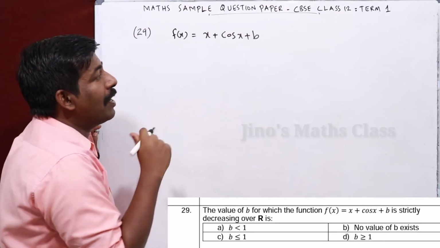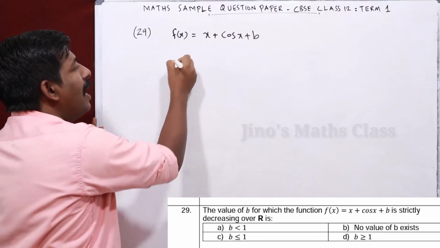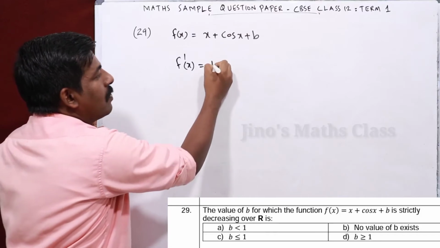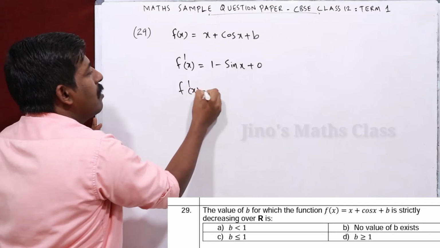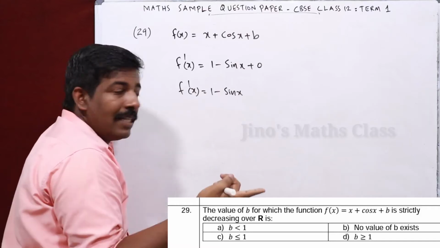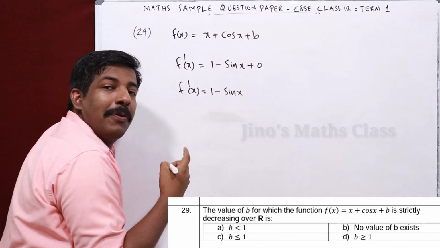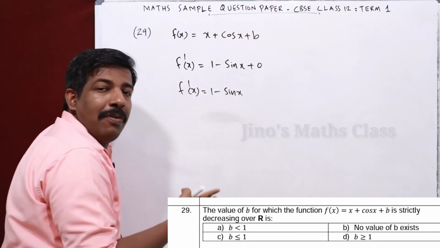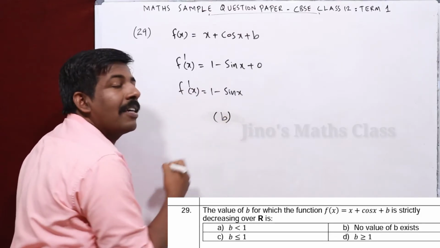29th question. Here we have to find the value of b at which f of x is strictly decreasing. So for that we can find the value of f dash x first. That means derivative of x plus cos x plus b. That means it is 1 minus sin x plus 0. That means f dash x is equal to 1 minus sin x. And we know the maximum value of sin x is 1. That means the minimum value of 1 minus sin x is 0. So f dash x is greater than or equal to 0 for any value of x, and it is not depending on b. That means there is no value of b to make f of x strictly decreasing. That's why option B is the correct answer.